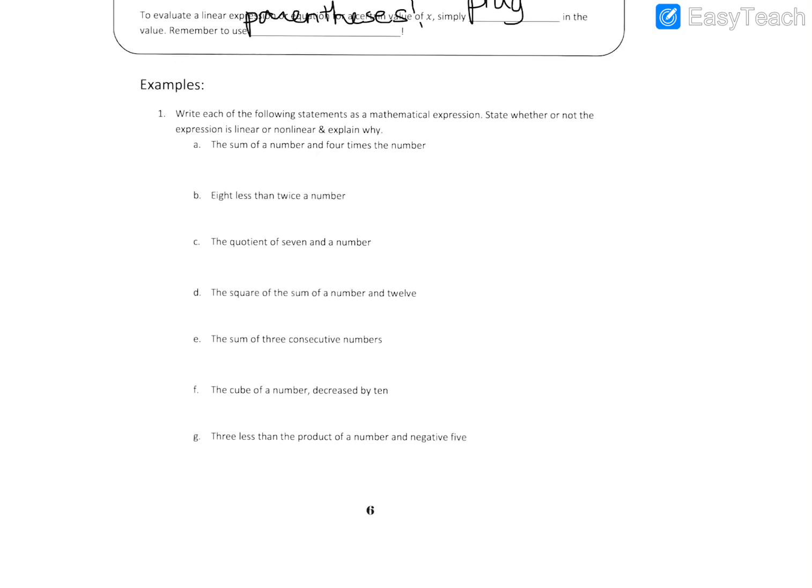All right, let's look at the first examples. On these ones, we are writing out the expression, and then we're just saying if it is linear or non-linear. Okay, let's look at 1a. The sum of a number and 4 times the number. Remember, a number means x. So sum means we're going to be adding the number x to 4 times the number, 4x. That one is linear because each of the x's has an exponent of 1.